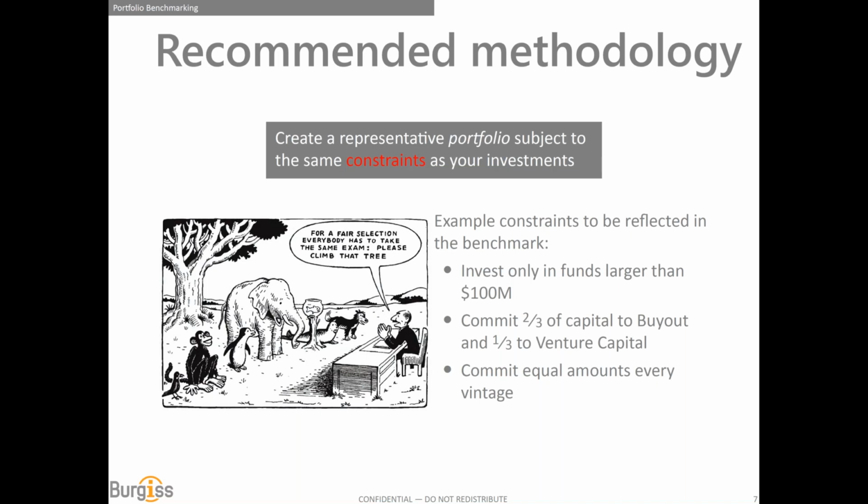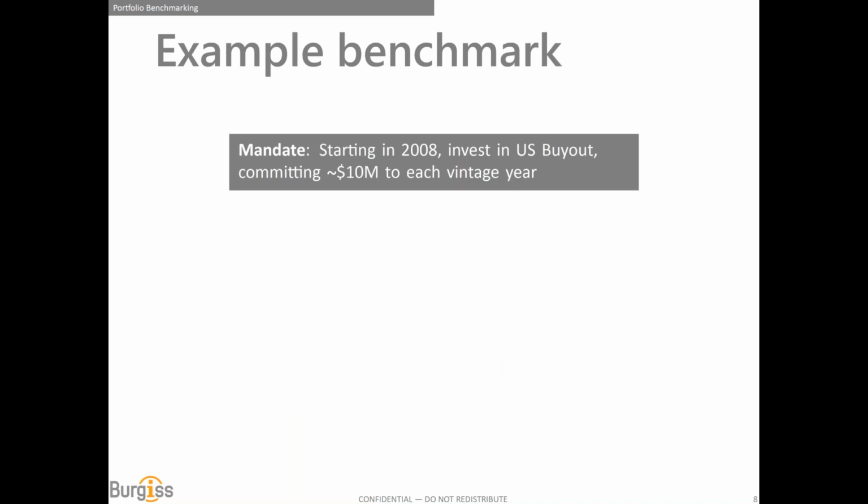So for the sake of argument, the simplest example of a target would be to commit equal amounts every vintage. And if that's the case, then the benchmark should mirror that as well. Okay, so let's do an example of this idea. Suppose that the mandate, or the target, is something simple like this: beginning in 2008, we're to invest in US buyout, committing 10 million to each vintage year.